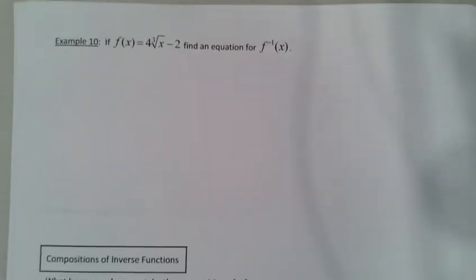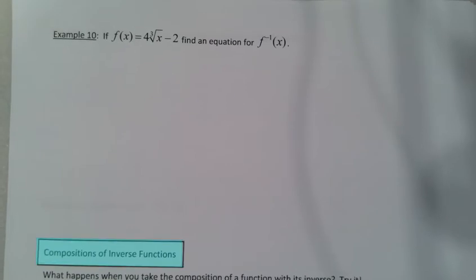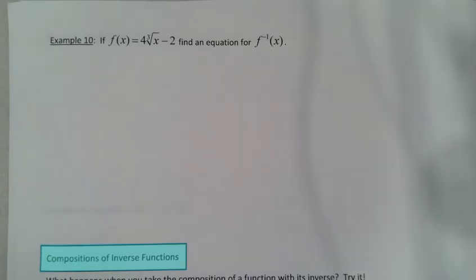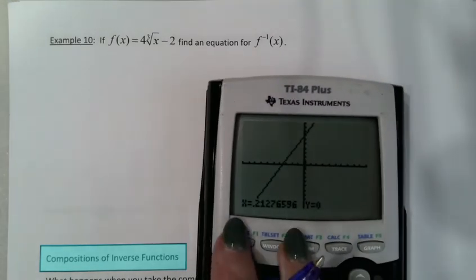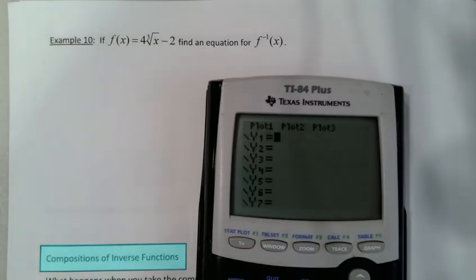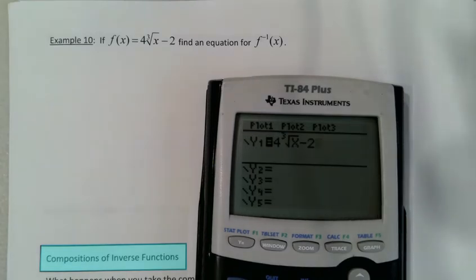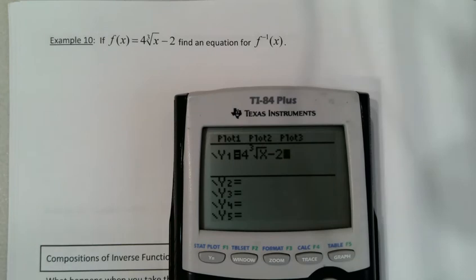Let's try one more. In example 10, I have my function 4 times the cube root of x minus 2. And again, I want to find an equation for f inverse. Let's just take a minute and verify that this is a one-to-one function and the inverse actually exists. So 4 times the cube root of x minus 2. Again, you can graph this on Desmos. I just don't have a window open right now.